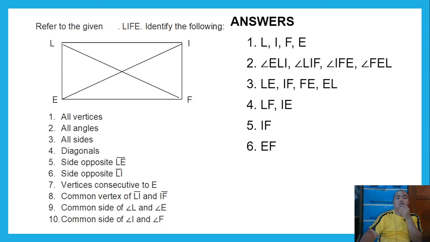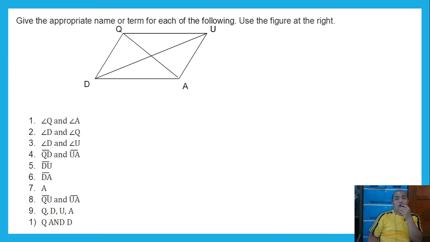Number 7, vertices consecutive to angle E: point L, point F. Number 8, common vertex of LI and IF: point I. Common side of angle L and angle E: LE. Number 10, common side of angle I and angle F: IF, segment IF.